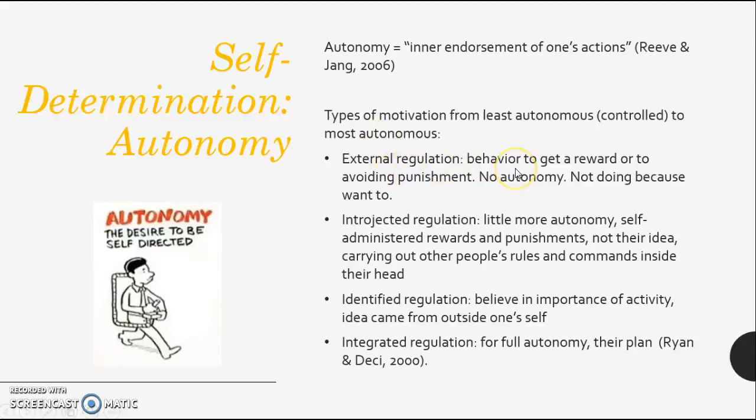So when a student engages in a behavior or engages in an activity to get a reward or to avoid a punishment, for a grade, let's say, there's really no autonomy in that, and they're not doing the assignment because they want to. They're being regulated by an external factor, the instructor who's threatening perhaps a failing grade. Now, introjected regulation, there's a little bit more autonomy there. So the student is giving themselves rewards and punishment.